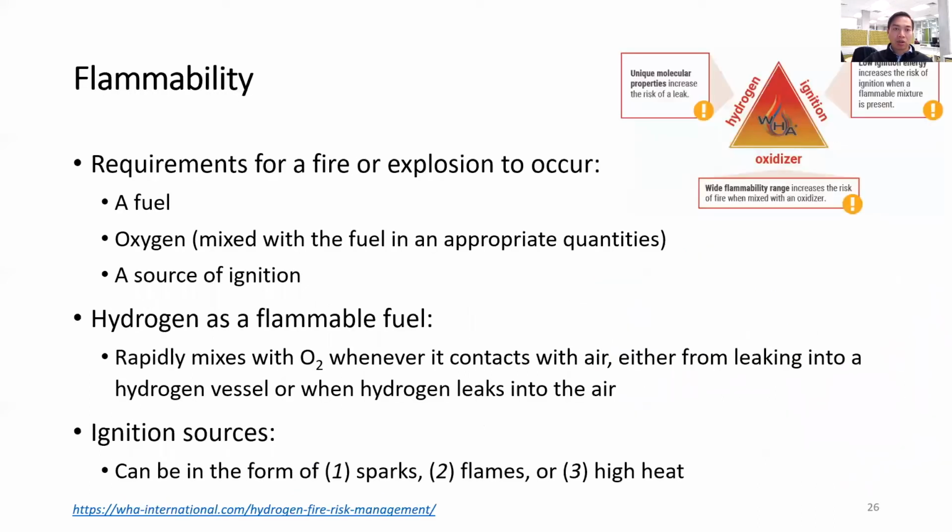Right. So we're going to talk about hydrogen flammability. And before we go into the nitty-gritty, I just want to show you a very broad concept of what the requirements are for a fire or an explosion to occur. So you need three things. You need a fuel, you need an oxidizer, mostly oxygen, mixed with the fuel in an appropriate quantity or proportion, and you need a source of ignition.